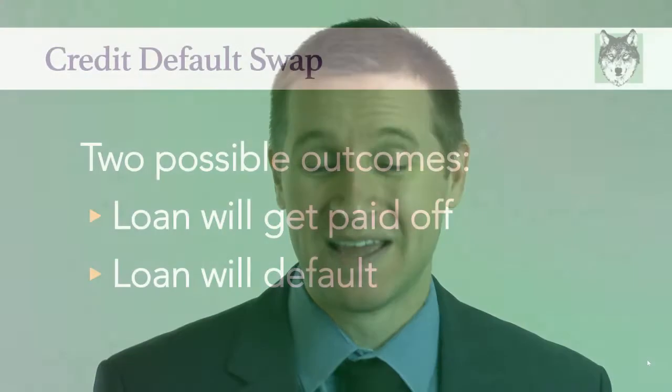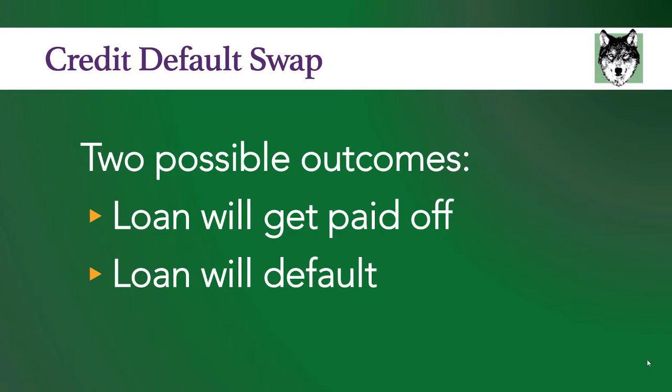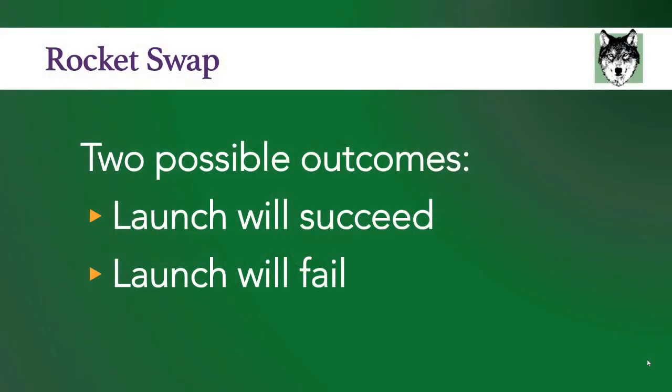Every time you have a loan, one of two things are going to happen. Either the loan is going to get paid off or the loan will default. There is a binary situation, and based on the outcome, the credit default swap will kick in. Well, a rocket launch is also a binary situation. Either the launch will be successful or it will be a failure, and you will know within a matter of minutes. So a rocket swap is a financial derivative that removes risk from the rocket ship company into capital markets where they're willing to hold that risk for a reasonable return.